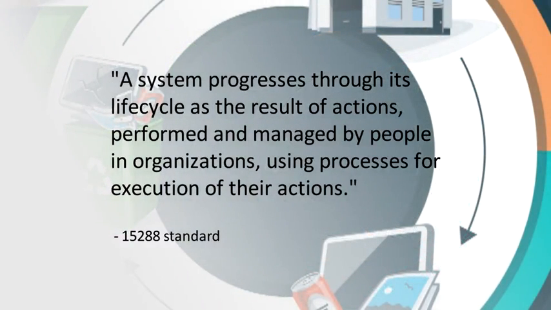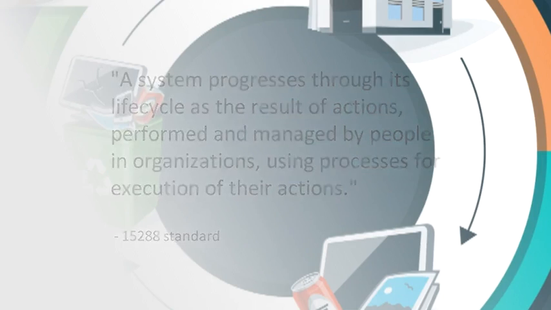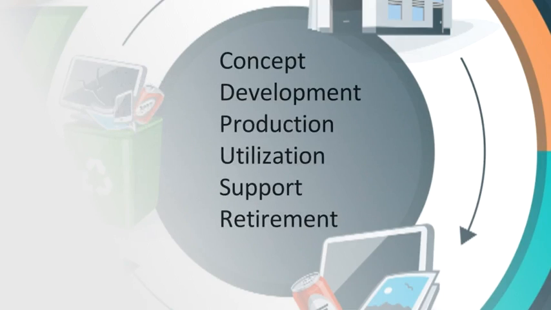In the standard, a lifecycle is defined as a system progresses through its lifecycle as the result of actions performed and managed by people in organizations using processes for execution of their actions. The lifecycle stages used in the standard are concept, development, production, utilization, support, and retirement.